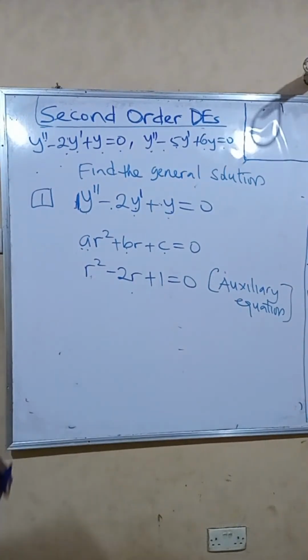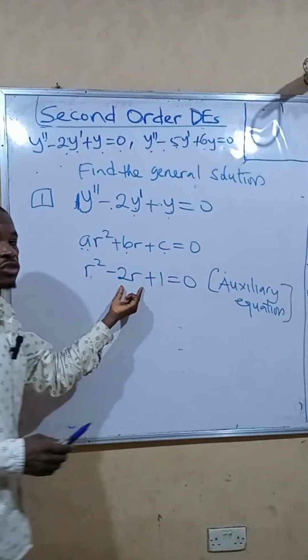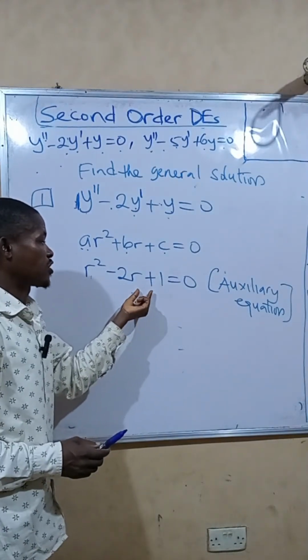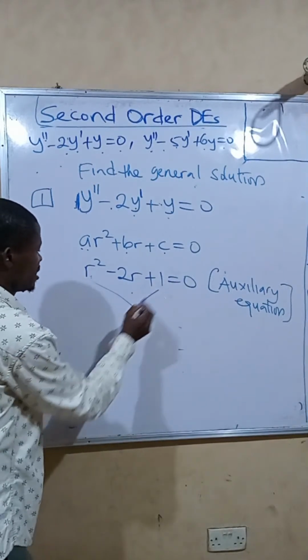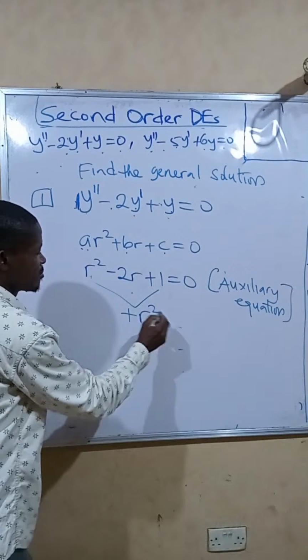So what we can do now is use the formula method or the factorization method to solve this equation. This one times this one, that's a plus r squared.